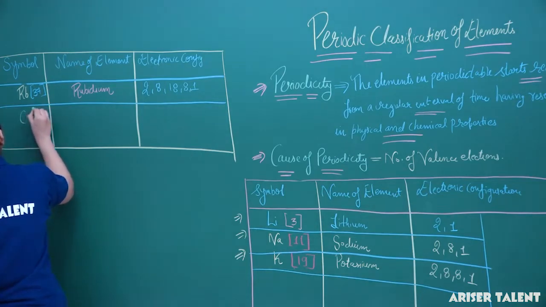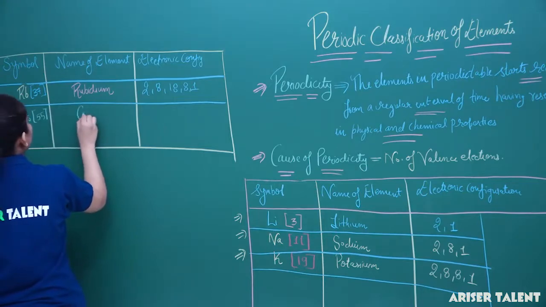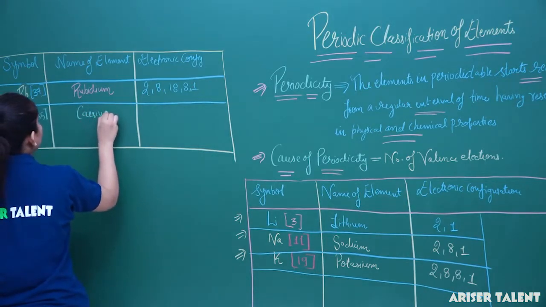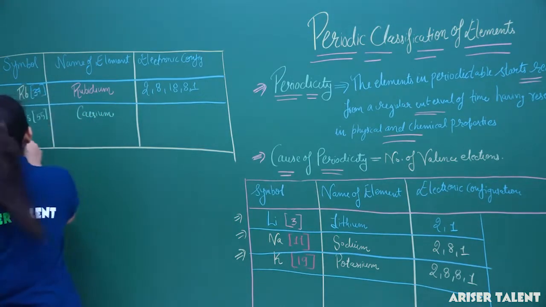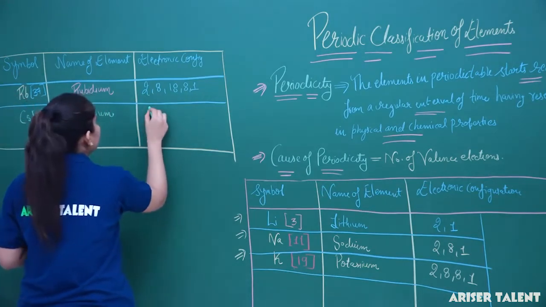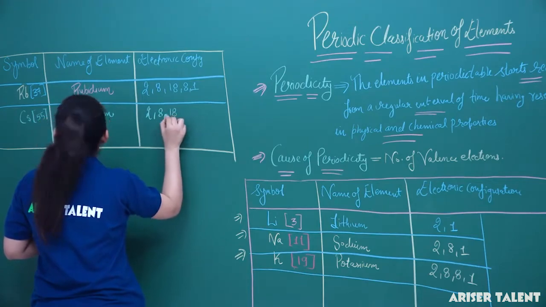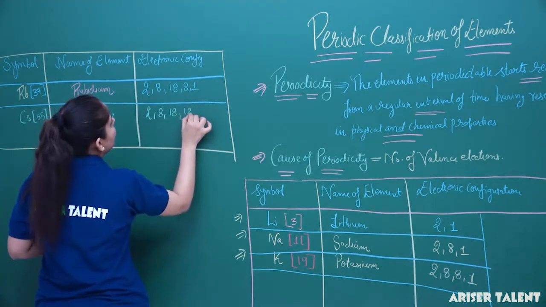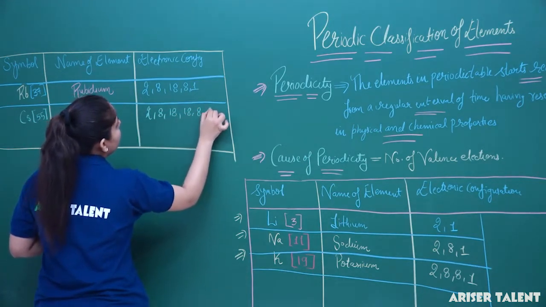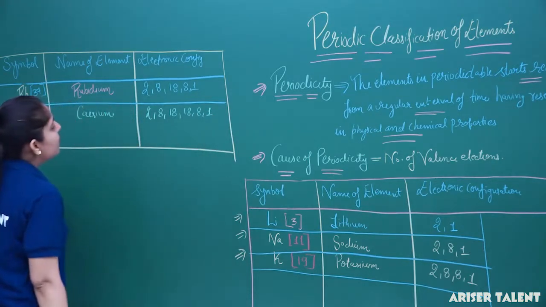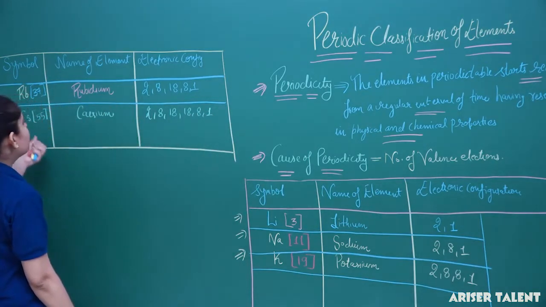Suppose I am considering cesium, having atomic number 55. This element is cesium. Then for cesium, we can write the electronic configuration as 2, 8, 18, 18, 8, 1. So, this will be the electronic configuration for cesium.